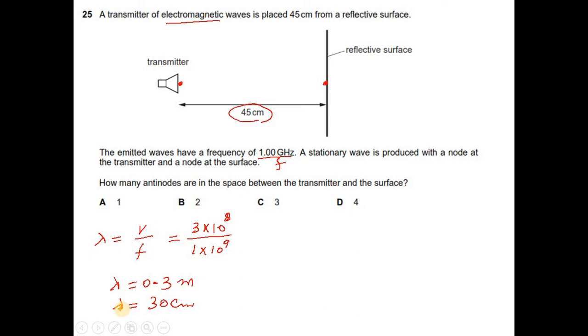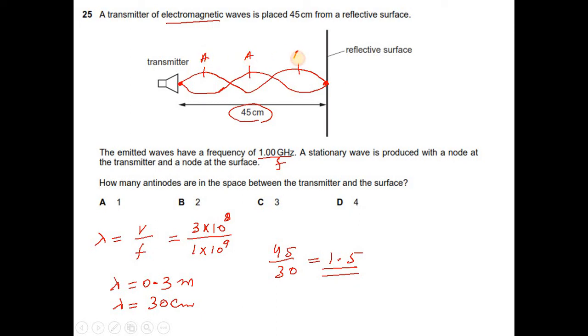Now if you compare the wavelength emitted by the transmitter with the distance, 45 divided by 30 gives you 1.5. That means the total number of waves generated in this region is 1.5 waves. You can imagine this is a node and this is a node. See, this is one wave and then a half wave. So this is 1.5 waves, and how many antinodes? 1, 2, and 3. So there are 3 antinodes. That's how you figure it out, and 3 antinodes, so option is C.